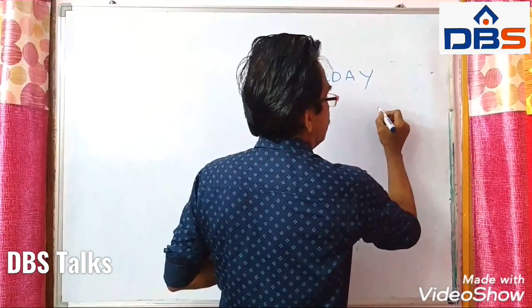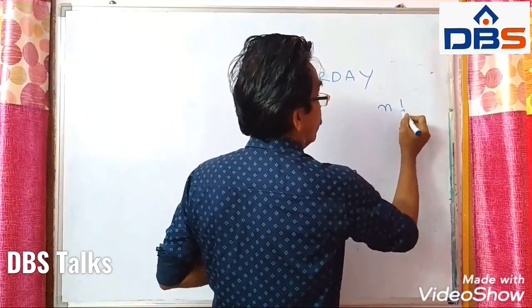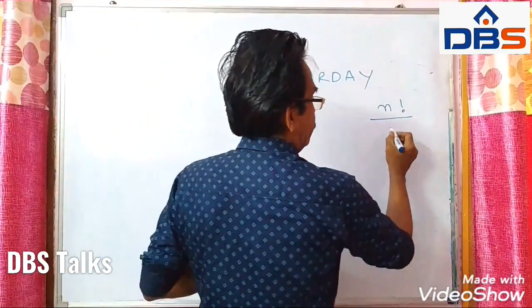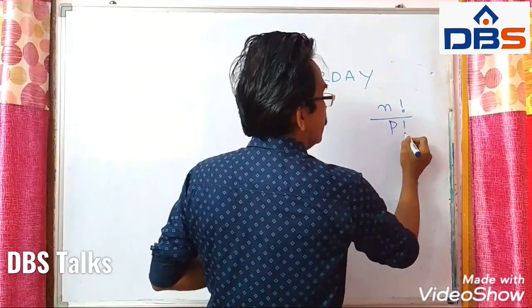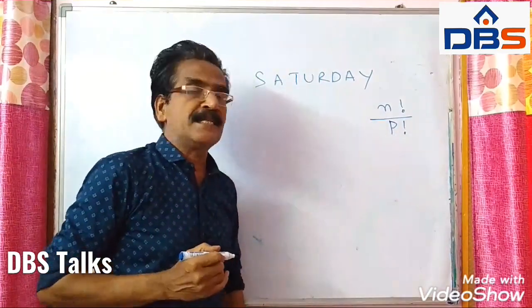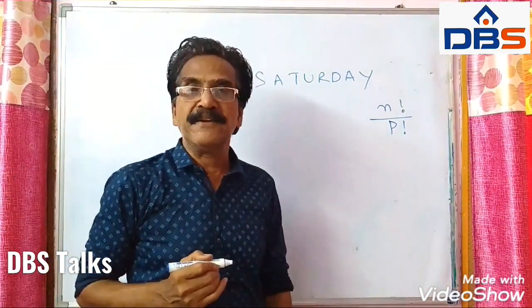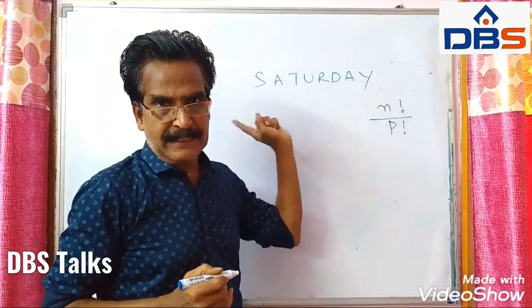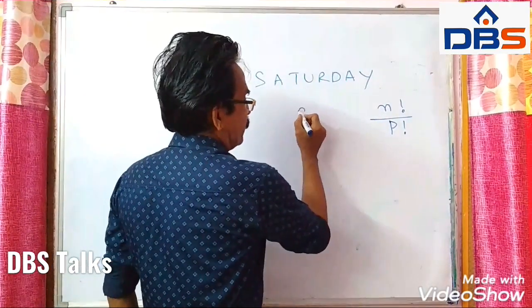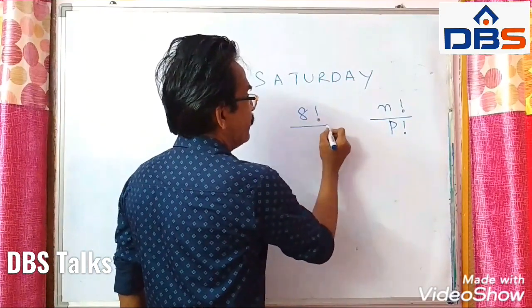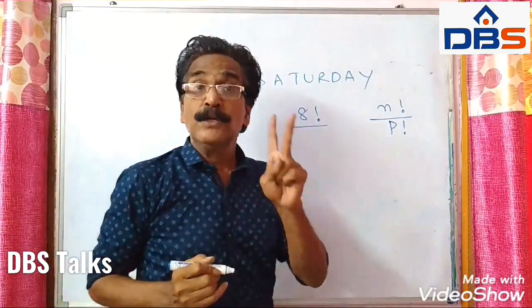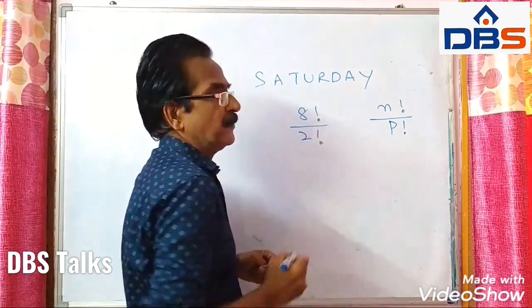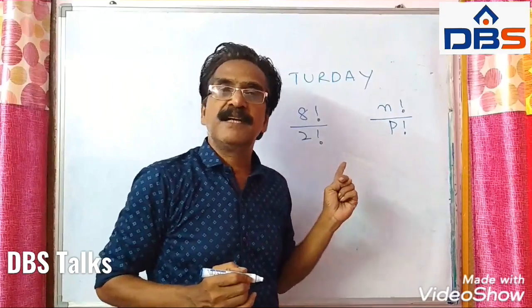So n things of which p things are similar, then the number of permutations is n factorial by p factorial. Here we have 8 letters, so 8 factorial by, here we have 2 A's, so by 2 factorial. 8 factorial by 2 factorial is our answer.